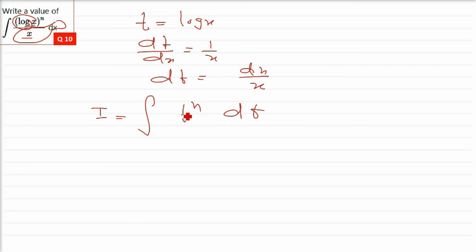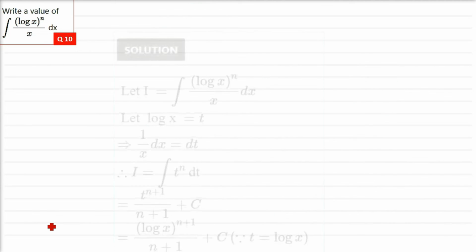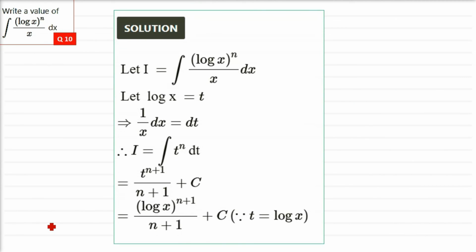So it's a general solution. We were integrating x raise n earlier, giving x raise n plus 1 by n plus 1. In this case, x is taken as t. So t raise n plus 1 by n plus 1 plus a constant of integration. But one more replacement is required. t was taken as log x. So you can write it as log x raise n plus 1 divided by n plus 1 plus a constant of integration. Now this is how it will be completed. I hope that this is very clear to you. You can do it by yourself.